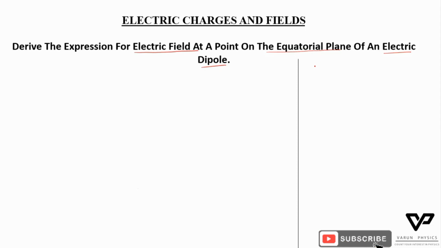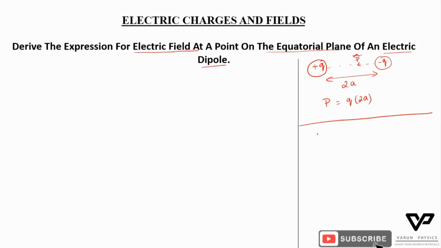We know that a dipole is made up of two charges, plus q and minus q. If the separation between the two charges is 2a, then the dipole moment is given by q into 2a, charge into distance of separation. The direction of the dipole moment is always from minus q to plus q. So this is one basic concept.